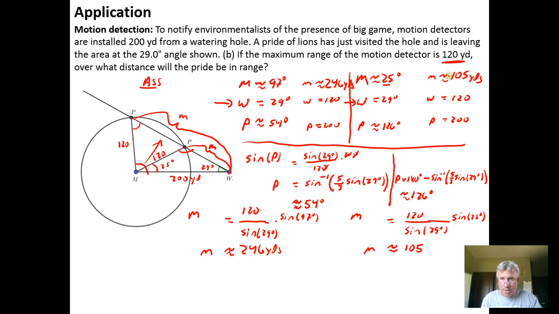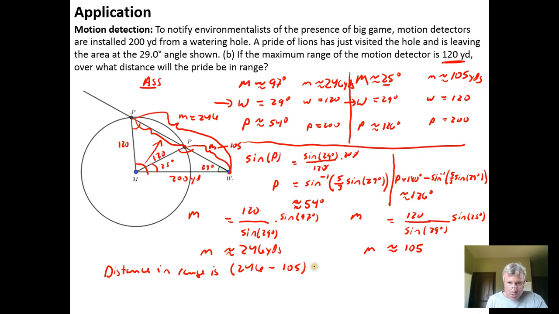And so that's telling me this distance here is the 246, and this distance right here is the 105. So the distance they're in range, which is this distance, is going to be the difference between the two numbers. So distance in range is going to be the 246 minus the 105, which is going to equal, what's that look like? 141 yards is the distance through which the pride is in range of the detector.